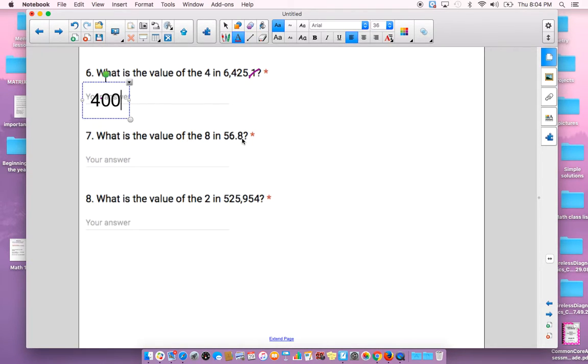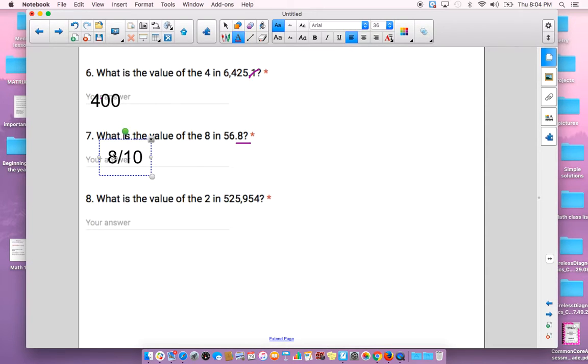What is the value in the for the 8? Take a look, boys and girls. Let's go over here again. This is my decimal. So my first place is, yes, tenths. Tenths. So I'm going to put here, the value would be 8 tenths. And you would write it like this as well.